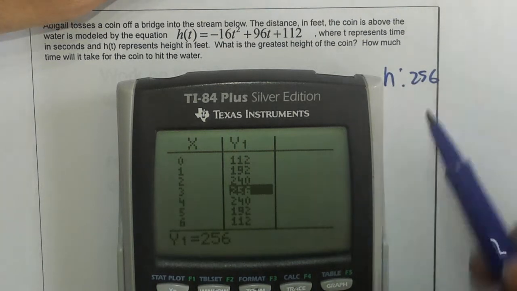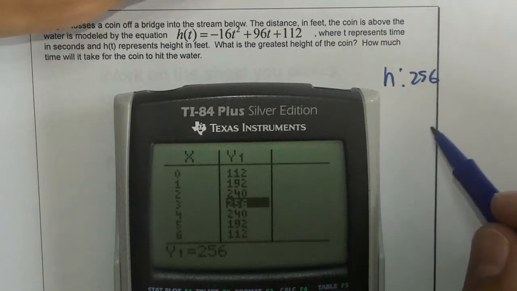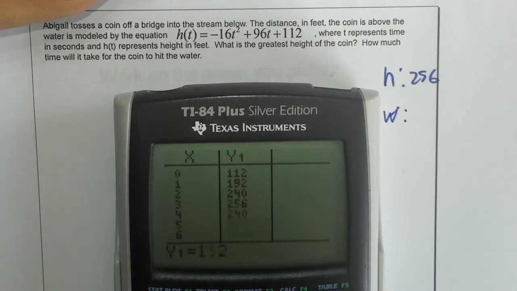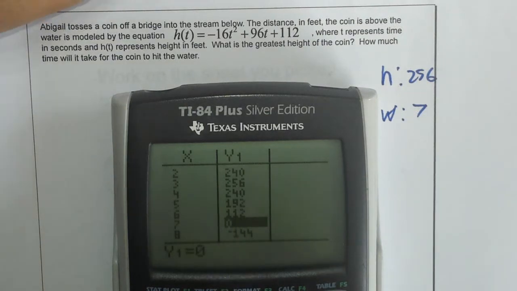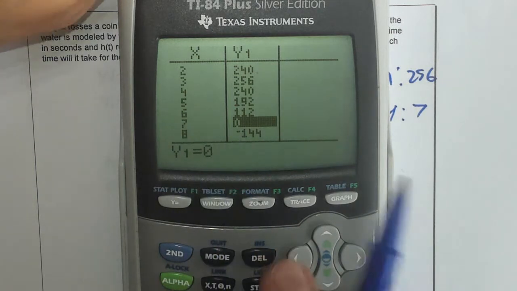How long did it take to get there? After 3 seconds. Okay, how long did it take to hit the water? Water is where it hits 0. Water is on the, well, what we typically call the ground. So it takes 7 seconds for it to hit the ground or hit the water, which is at 0.